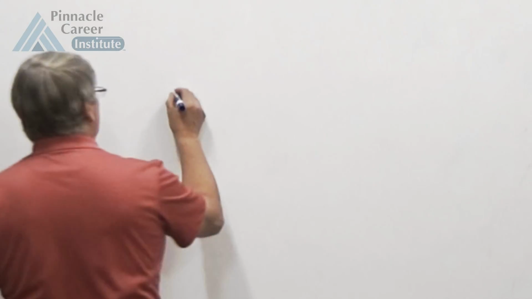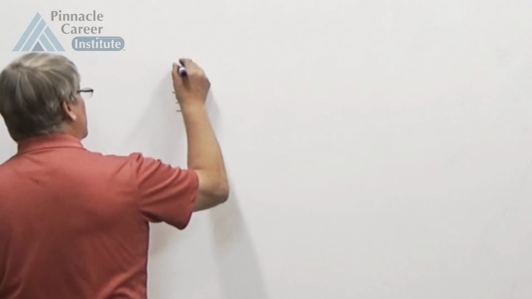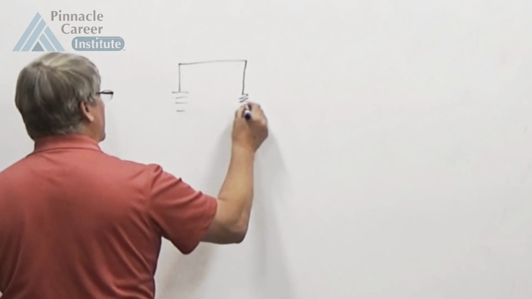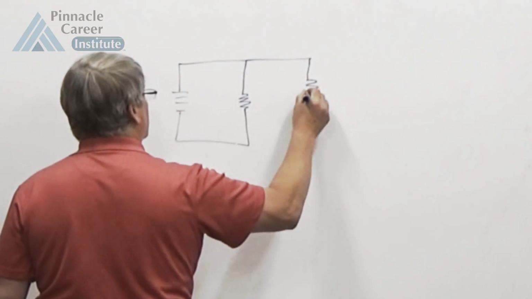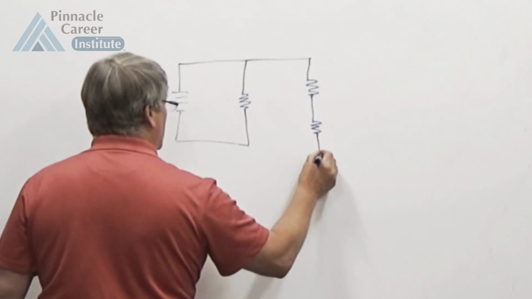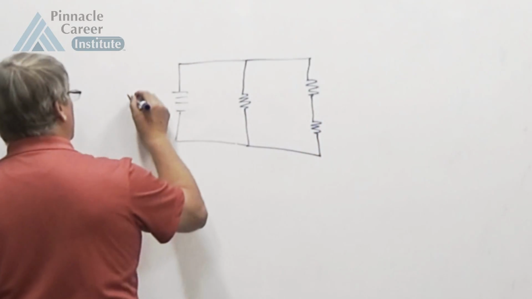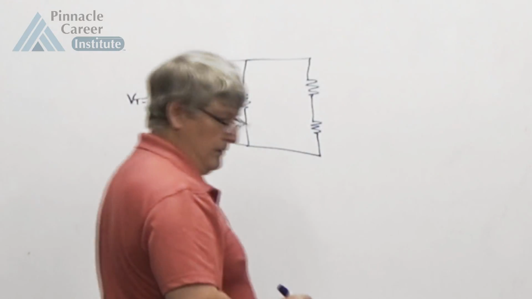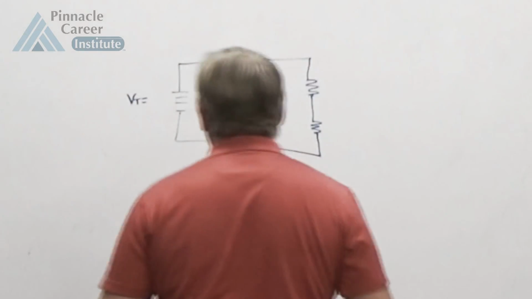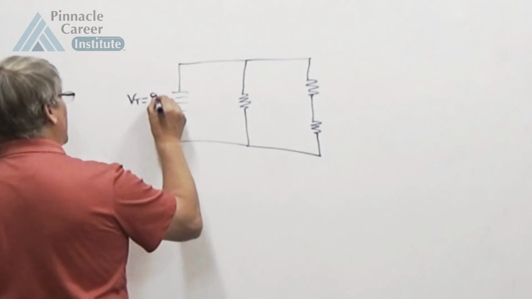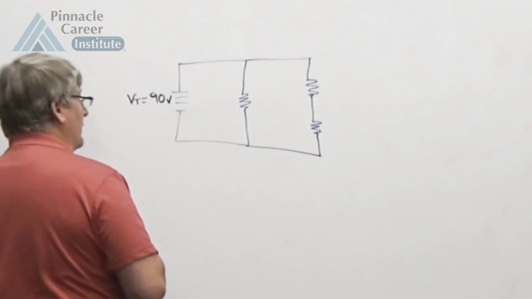Here we go. It's got 3 resistors and 2 branches. 1 resistor here, and then 2 resistors on the back branch. Voltage total equal to, let's see what information they gave us. They give us voltage total, they do. They call it 90 volts. So I know I got 90 volts total on the battery.